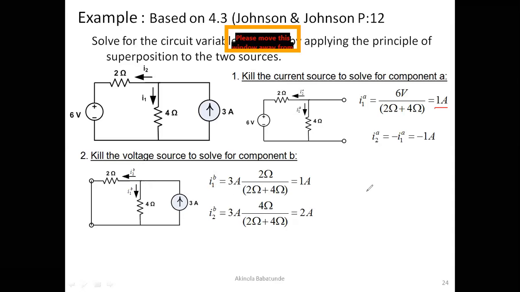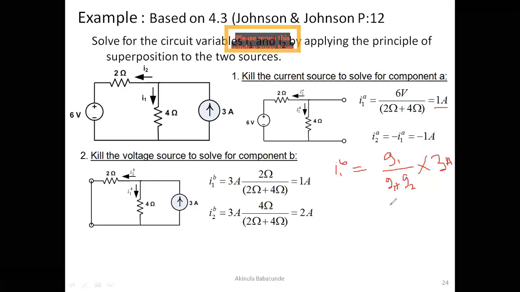How do you find I1B? We're going to apply current division. I1B would be equal to G1 divided by G1 plus G2, multiplied by the current source, which is 3 amperes. Don't forget, the effective resistance in the circuit is expressed as G, the conductance. So that's what this means. Our G1 in this case is going to be 4, if we are looking for I1B, and our G2 would be equal to 2.